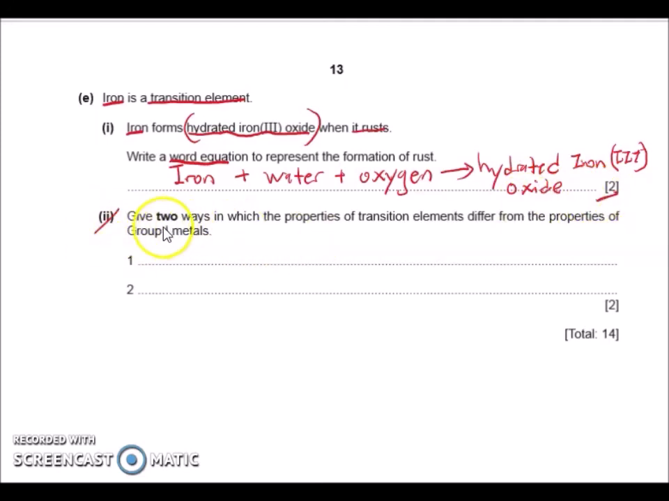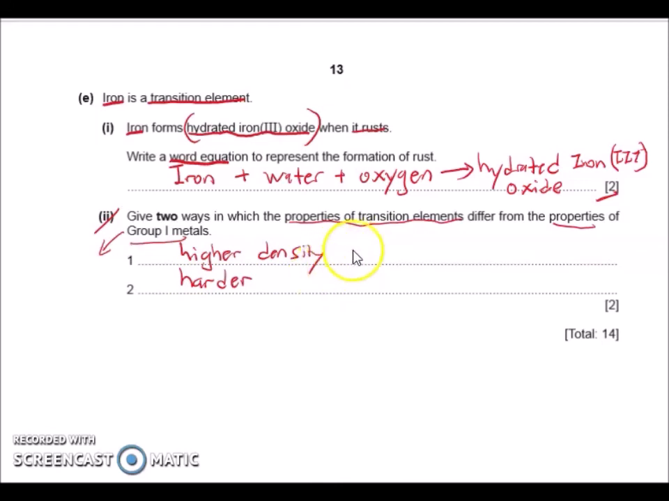Number 2, give 2 ways in which the properties of transition elements differ from the properties of group 1. So you can say, the transition elements have a much higher density, because group 1 metals are soft metals. We can also say they are much harder.